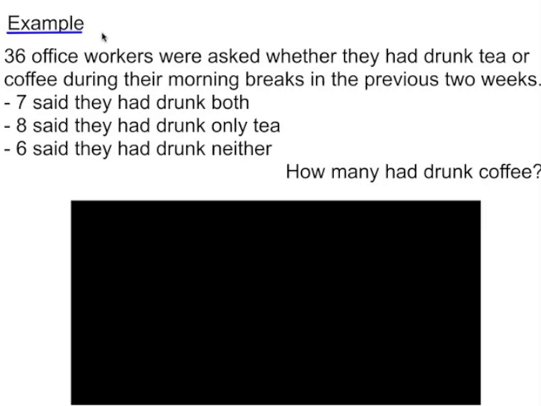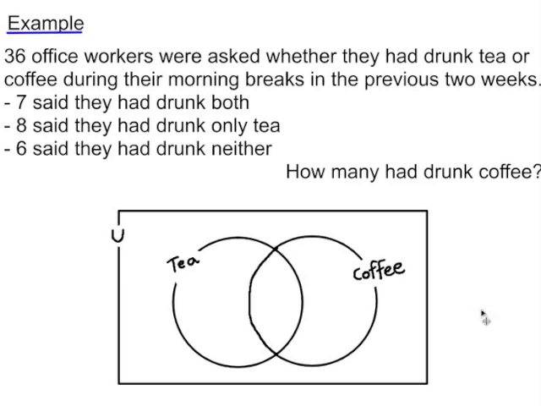In this example, I'm going to demonstrate how a Venn diagram can be used to help solve a problem. We have 36 office workers asked whether they'd drunk tea or coffee during their morning breaks in the previous 2 weeks. 7 said they'd drunk both, 8 said they'd drunk only tea, 6 said they'd drunk neither, so how many had drunk coffee? Our Venn diagram, instead of sets A and B, we're going to label with tea and coffee, and we always have U for the universal set.